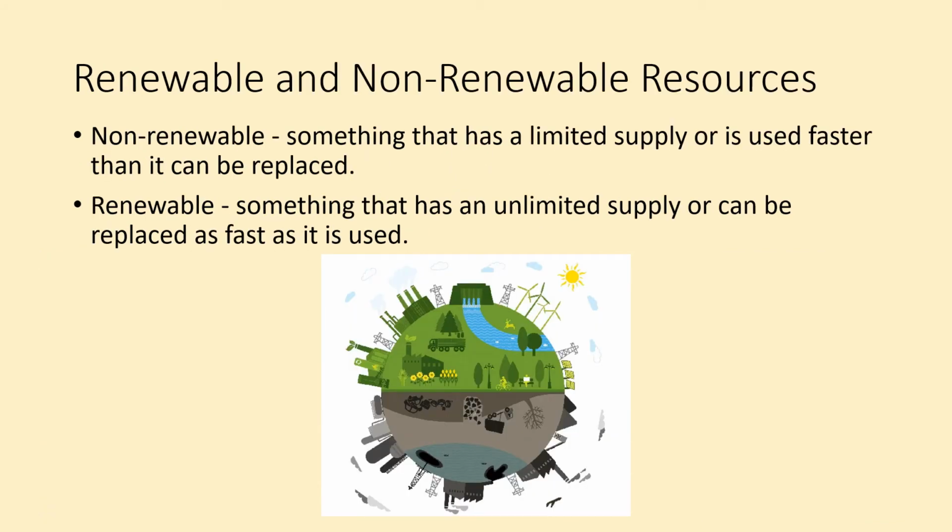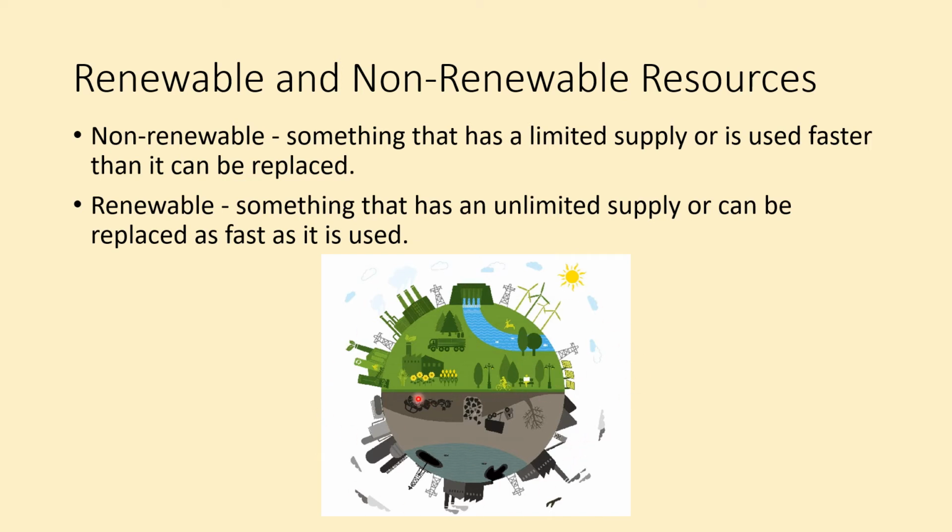So renewable and non-renewable resources. Something that has a limited supply or is used faster than it can be replaced is called non-renewable. Something that has an unlimited supply or can be replaced as fast as it's used is called renewable. And this picture is showing us some examples of those.